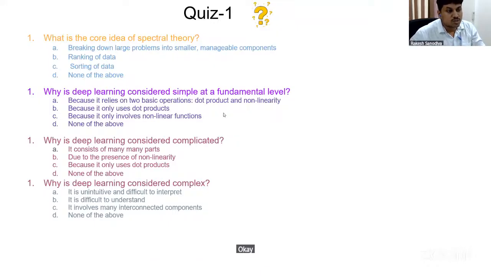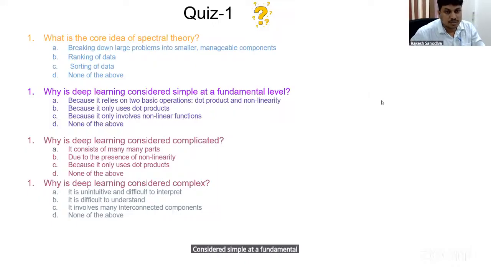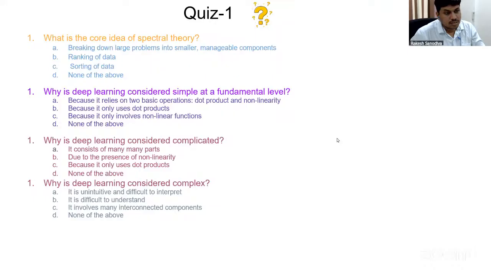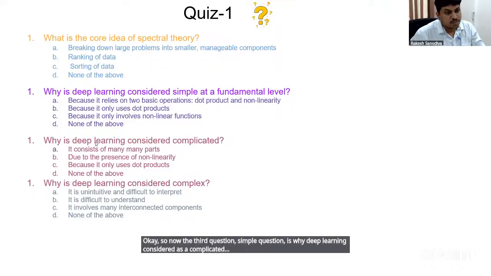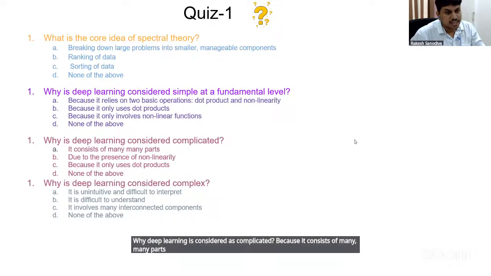Now the second question: why is deep learning considered simple at a fundamental level? Yes, again, the answer is the dot product and non-linearity. Now the third question: why is deep learning considered complicated? Because it consists of many parts. Yes, again, this is right.